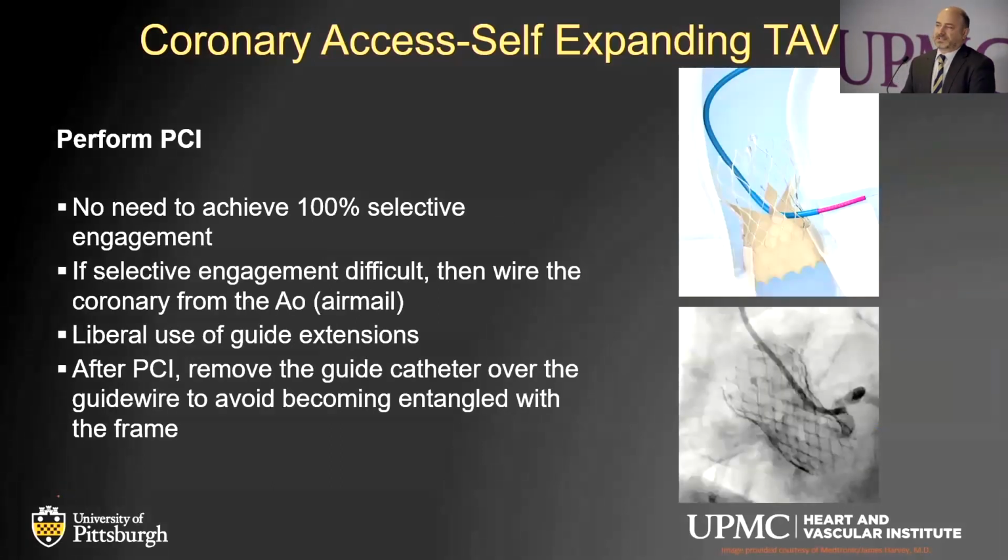Now, sometimes this doesn't happen. It's very hard to get right at the ostium or even in the zip code of the ostium. So sometimes you have to wire these vessels from outside, do an airmail approach, basically. You have to make liberal use of guide extensions to get you to the coronary. And after the PCI, it's important to be very careful when you remove the gear not to damage the frame and even dislodge the valve, which doesn't happen that often.